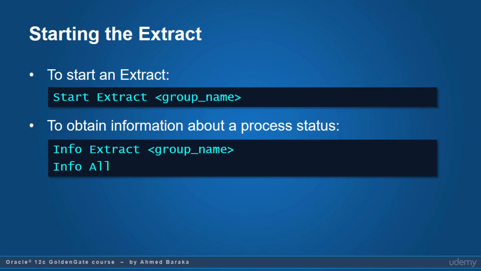Now we have everything configured. It is time to start up the process. The command is simple and easy. It is START EXTRACT followed by the group name, and that's it. You will not know if the start succeeds until you run the INFO command. You can run the INFO command with the EXTRACT keyword to get information about a specific extract group, or you can use the ALL keyword to get information about all the processes running by GoldenGate. You should see RUNNING as their status if everything goes fine.